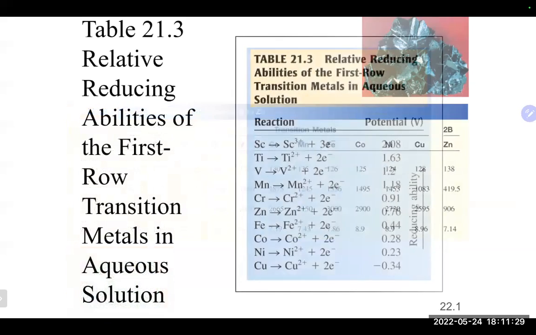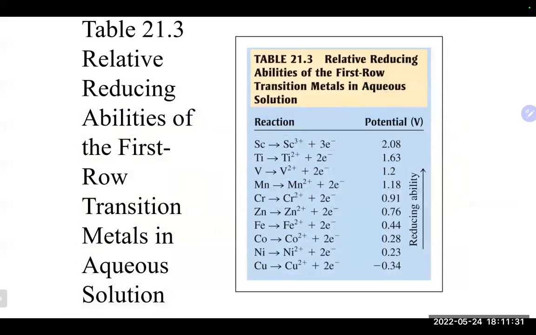All right, in our table, like we looked at, this is the relative reducing abilities of the first row transition metals. And we see that reducing ability increases as you go up, which means that this guy up here on the top would have the highest reducing ability. These are all, though, written not as SRPs. These are all oxidation reactions. They're not like our SRP table. Our electrons are on our product side here.